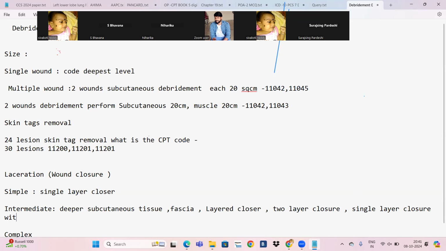Single layer closure with foreign body or heavily contaminated. Yes, intermediate repair.